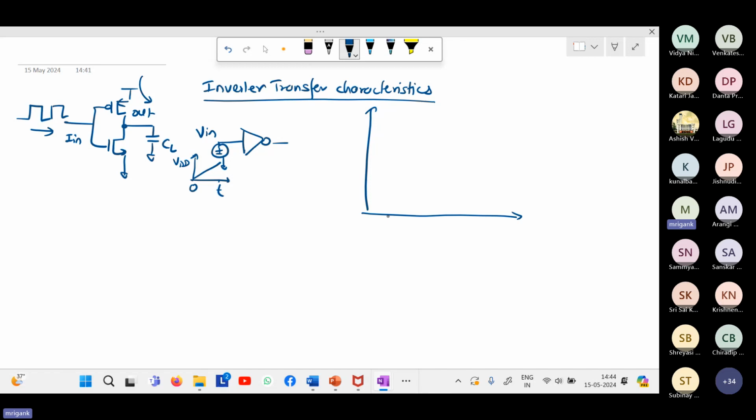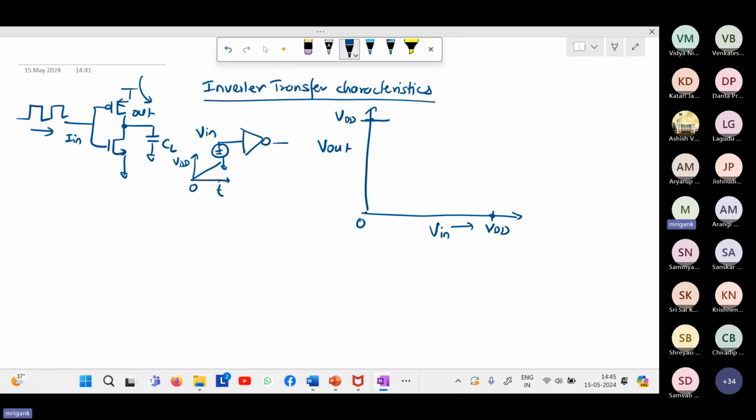This is the V in axis, this is the V out axis. Starting from V in equal to 0, we are going to go to V in equal to VDD. So V in is going to be swept from 0 to VDD, and as a result, the V out is going to change. When V in is 0, we know the output will be equal to VDD. And when V in is VDD, output will be 0. So these 2 points we are aware of. In between, there is a transition.